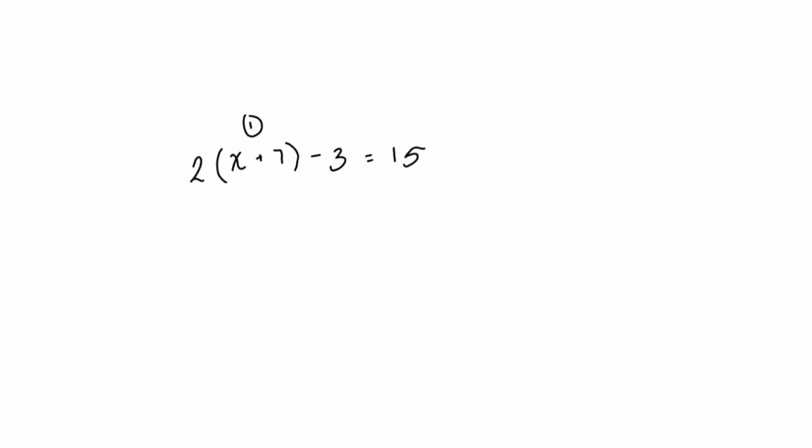Usually what's done first is what's in the parentheses with the x. So that's the addition of 7, sorry. And then after, which is next? This multiplication or this subtraction? Well, this subtraction is done to this whole block.